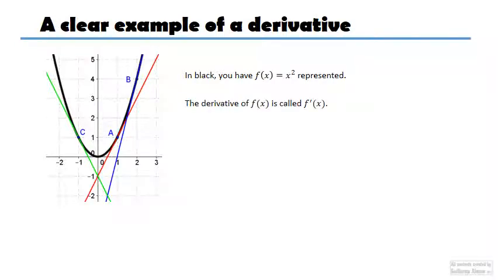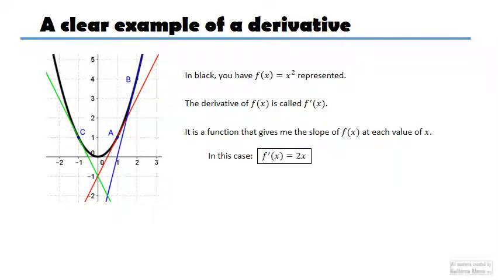So when we take the derivative of a function, we call it f prime of x, and this is what it's going to look like. For x squared, f prime of x is going to be 2x. And this function will give me the slope of f of x at each value of x. Let me repeat that. F prime of x, for each value of x that I put here, is going to give me the slope of f of x. I put the value of x here, and it's going to give me the slope.